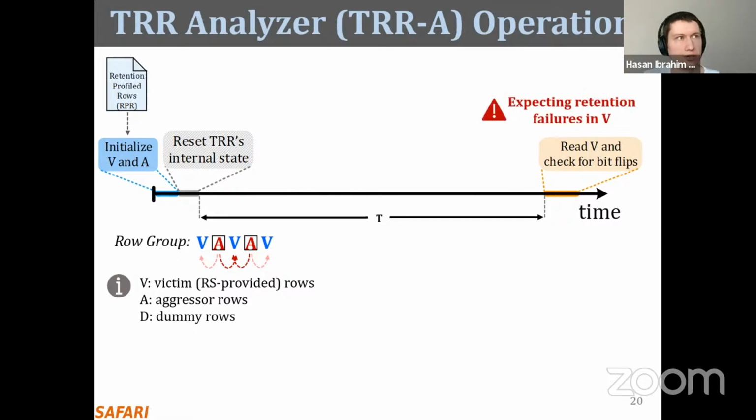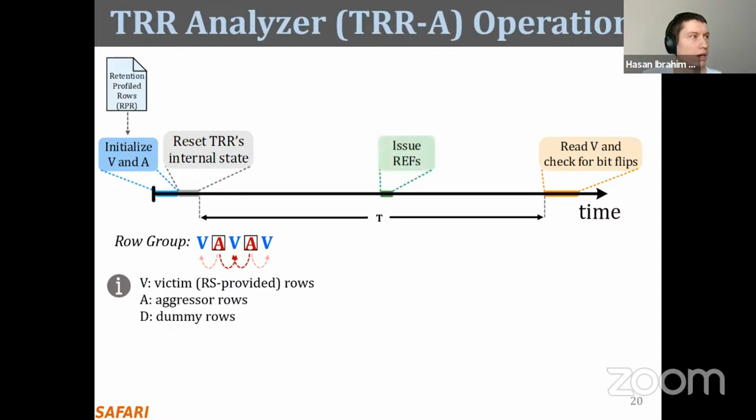Yeah, so expecting retention failures in V. However, if we issue some refresh commands here, there are two possibilities, right? First, the regular refresh commands may target these victim rows just by chance. So it is just like victim rows turn to get refreshed, right? This has nothing to do with TRR. So they can be refreshed due to regular refresh. And second, they can be refreshed due to the TRR mechanism.